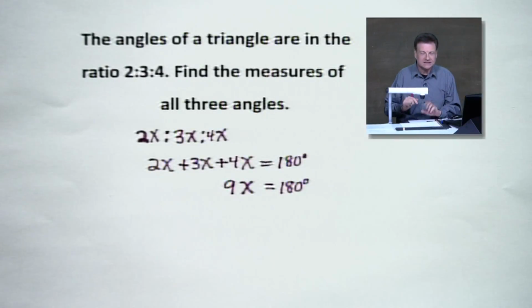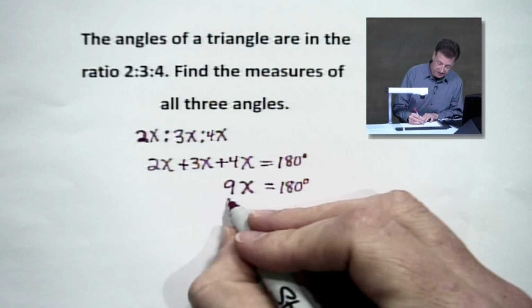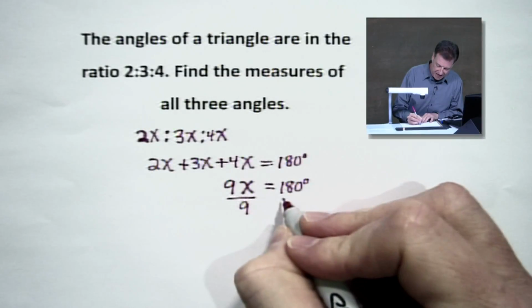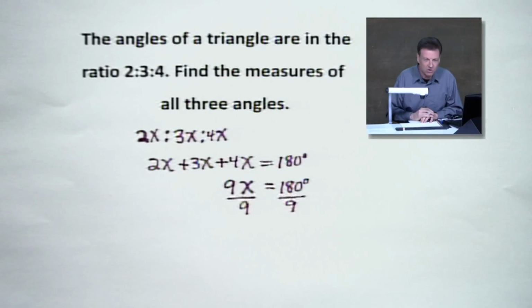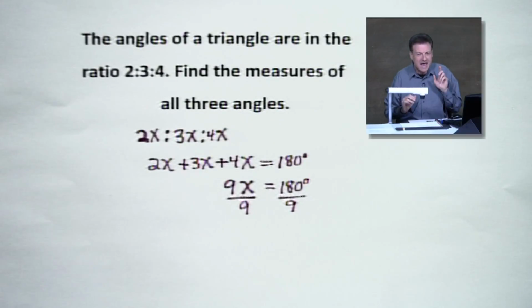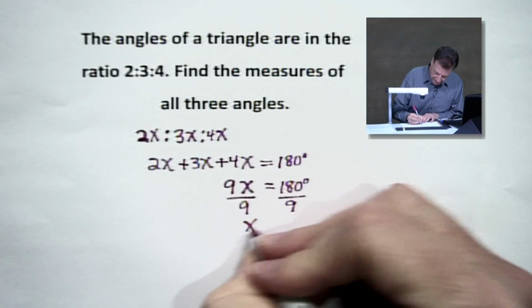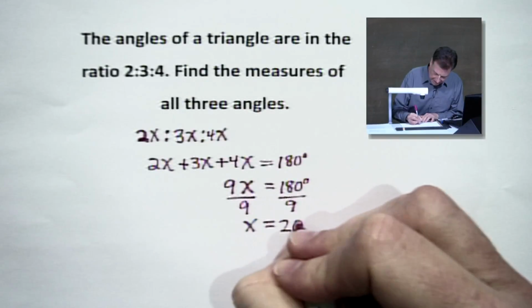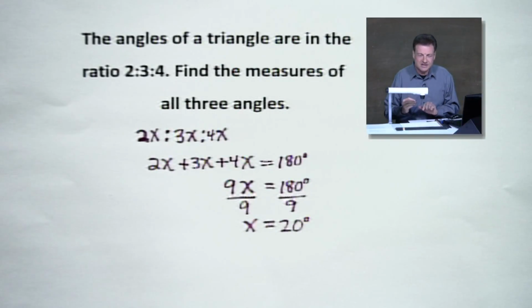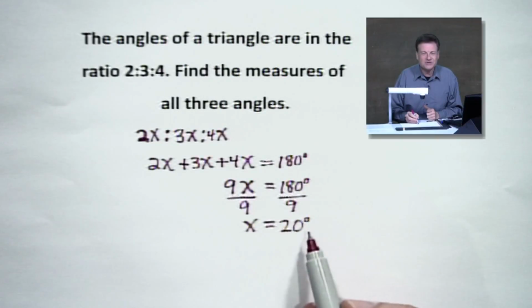Not yet, anyway. Now, what we need to do is to get this x by itself. What's keeping us from that is the 9. Got to get rid of the 9. So we're going to divide through by 9, both sides. Division property of equality, rocking the house here. And look what happens. We get x equals 20. And y'all get excited and say, oh, okay. But that's not the answer. That's going to lead us to the answer.